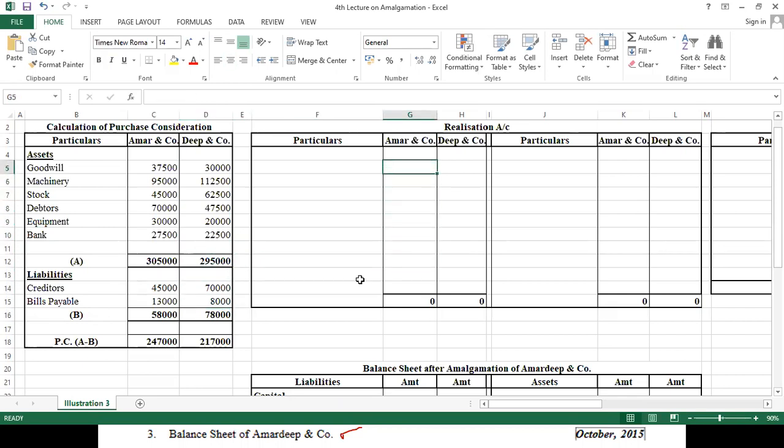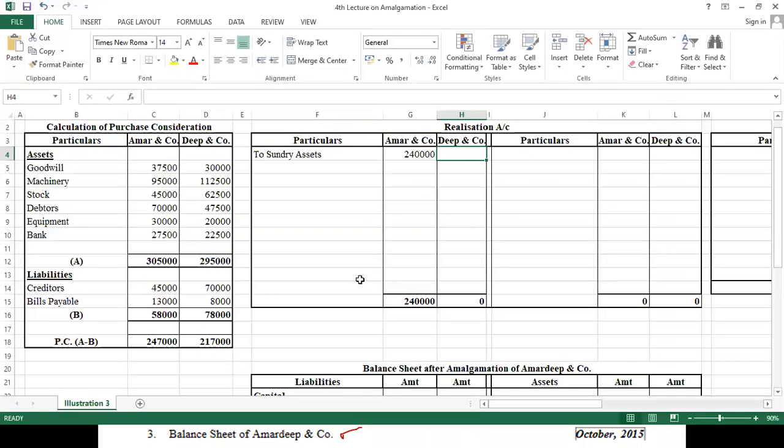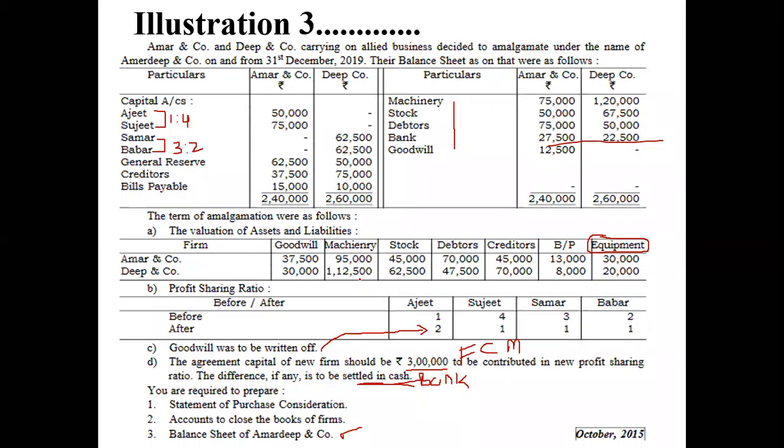Now coming to realization account, as you people are already aware, before a realization of asset, we will write sundry assets on the debit side. Okay, now here we will take a book value. Book value is 2,40,000 and 2,60,000. ये वैल्यू कहाँ से आई बच्चे? यहाँ पे देखिए, total of assets of both the company.